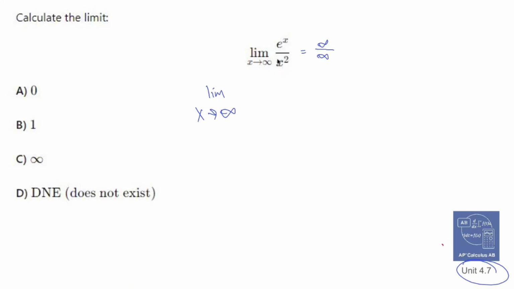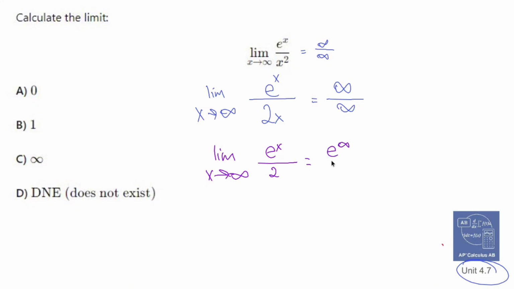So let's take the derivative of the numerator. The derivative of e to the x, last time I checked, is e to the x. The derivative of x squared is 2x. If we plug infinity in, we get infinity over infinity again. No big deal. You can use L'Hopital's rule as many times as you need until you get a number or what it is that you're looking for. So if I take the derivative of the numerator and the denominator again, I get e to the x over 2. Now, if I plug in infinity, I get e to the infinity over 2, which is a huge number over 2, which is just infinity.